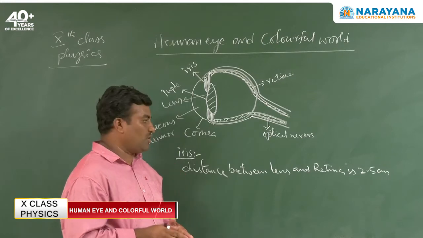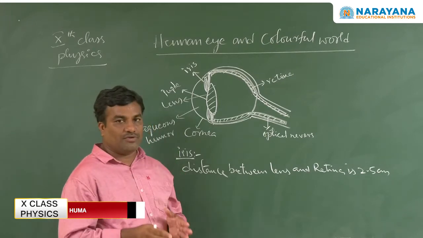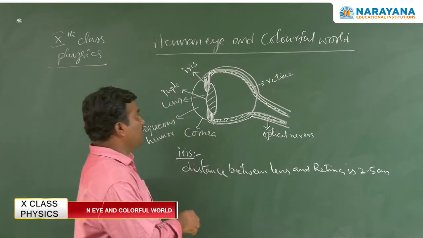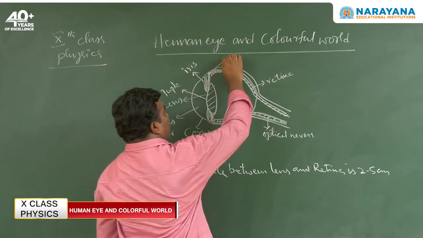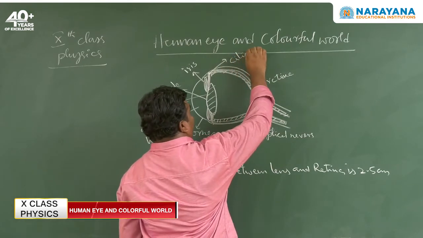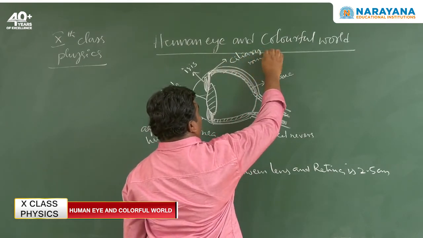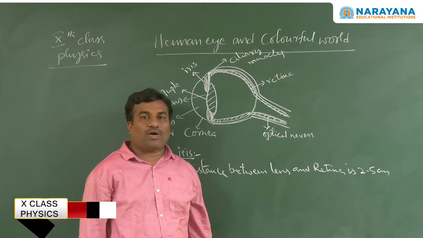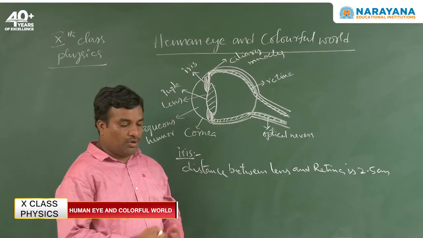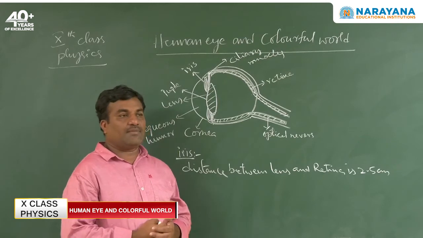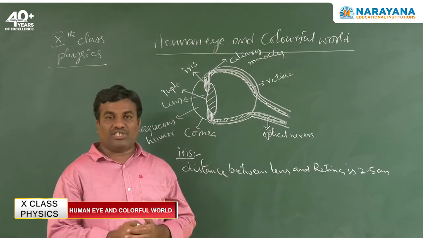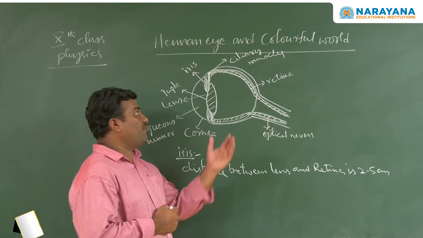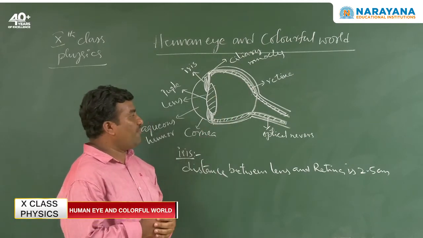Here we use another concept: the ciliary muscles. These play the main role in changing the focal length of the eye lens. So ciliary muscles help to change the eye lens focal length. How do they change the focal length? Here we can observe.